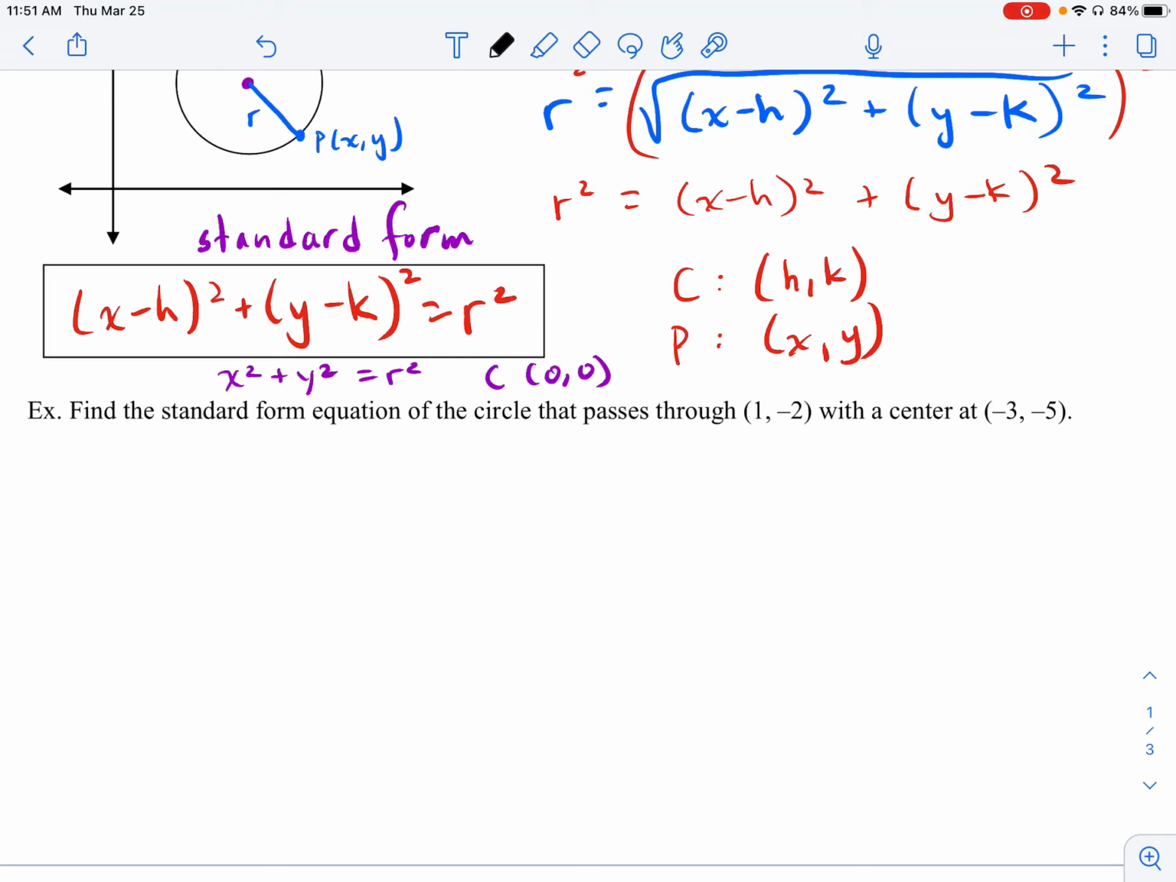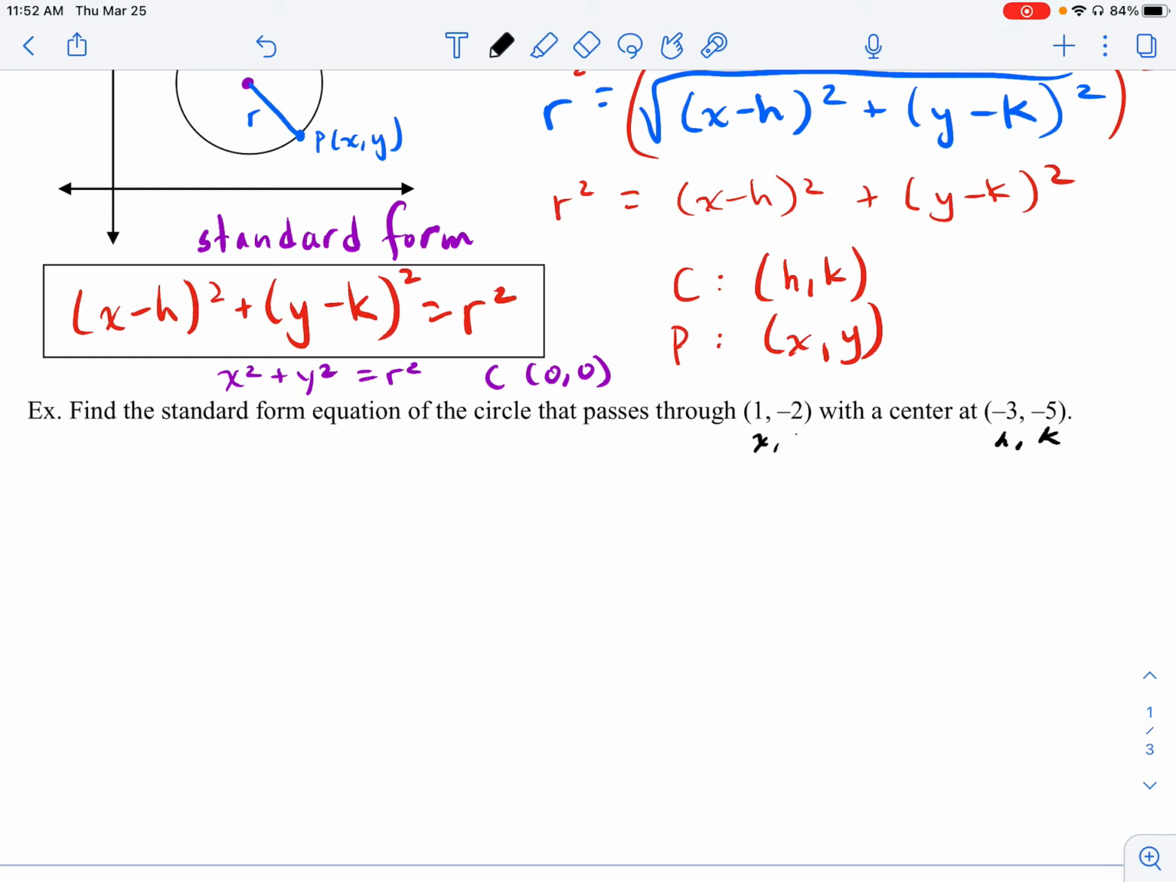Typically when I work through conic questions, I like to label all the given information from the get-go. So if I know that this is my center, I know that this is going to be my h and this is my k. And if I'm given some point on the circle, we're told that the circle passes through this point, so it must be a point that lies on the circle.